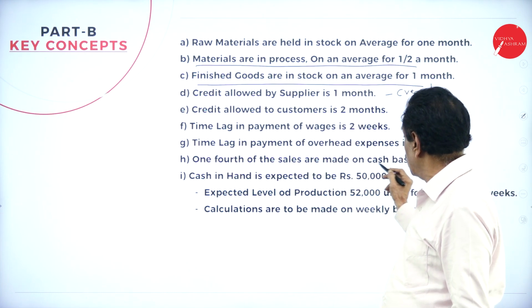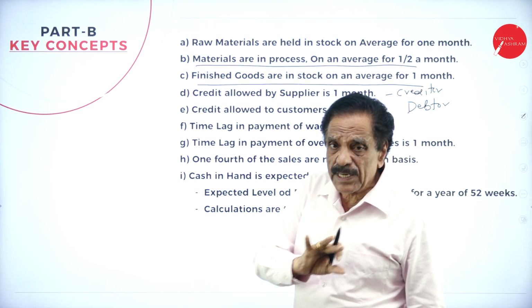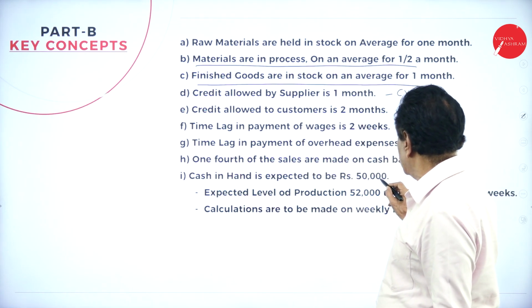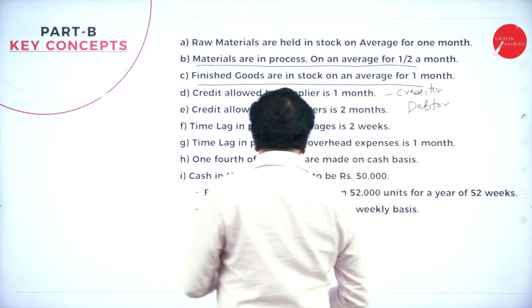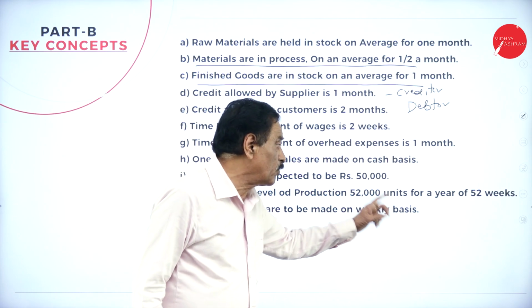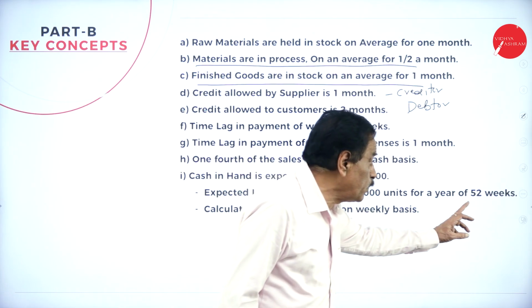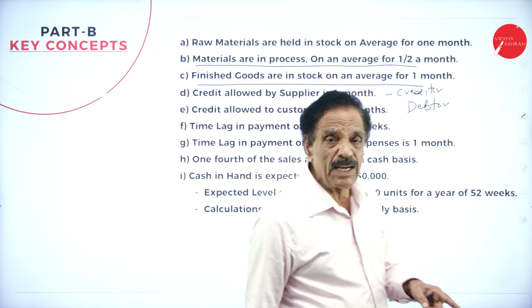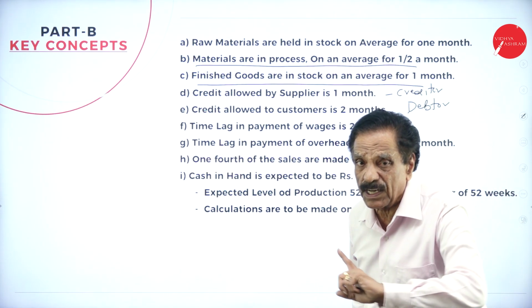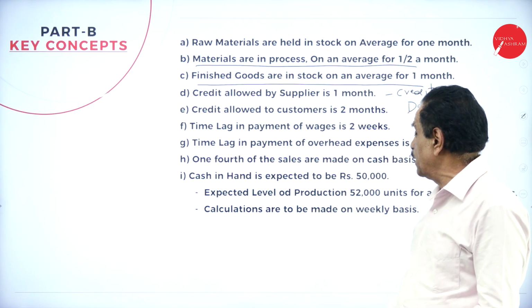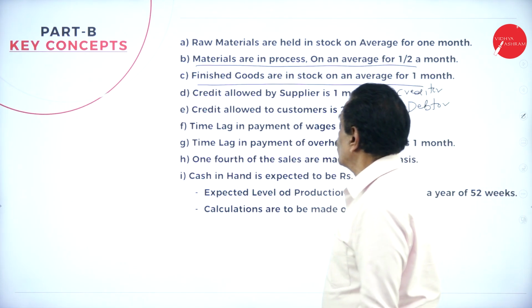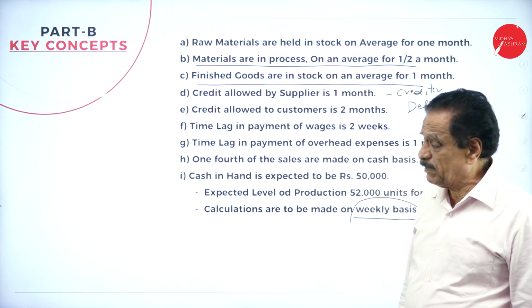One-fourth of the sales are made on cash basis, so cash transaction should not be considered here. Then cash in hand is expected to be 50,000. Expected level of production is 52 units for a year of 52 weeks, which means all should be converted to week. In a year, we have to take 52 weeks, not 48 weeks. Calculation will be made on weekly basis, so you convert all into week basis.